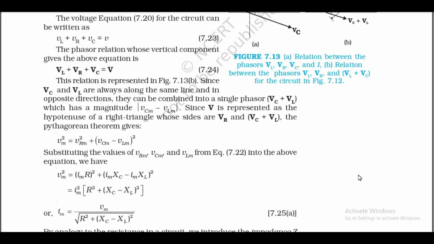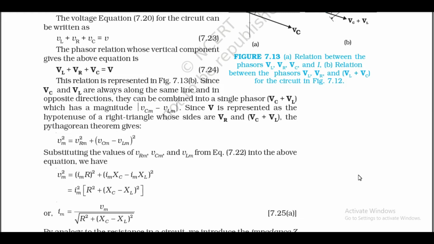Since VC and VL are always along the same line and in opposite direction, they can be combined into a single phasor VC + VL, which has a magnitude VC - VL. Since V is represented as the hypotenuse of a right triangle whose sides are VR and VC + VL, the Pythagorean theorem gives Vm squared = VRm squared + (VCm - VLm) squared.